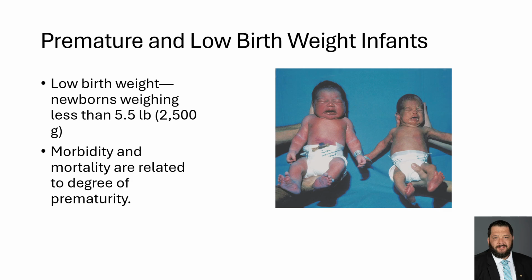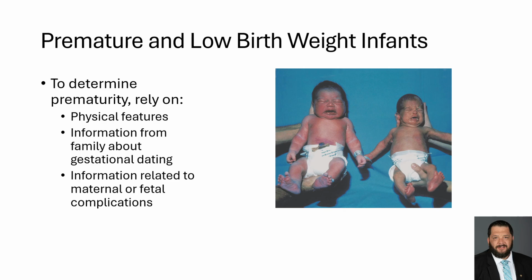Low birth weight is defined as an infant weighing less than 5.5 pounds. Morbidity and mortality for this are really related to the degree of prematurity. If it's a low birth weight full-term newborn, then the likelihood of complications is less than if they're early. To determine prematurity, you're going to need to rely on physical features, information about gestational dating, and information related to maternal and fetal complications.